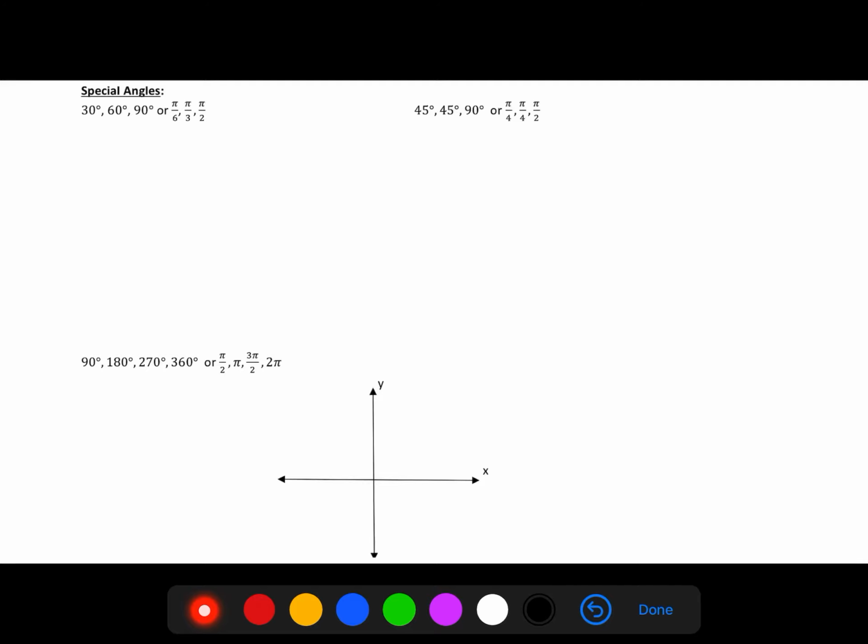Now, taking a look at our special angles. So 30, 60, 90, or pi over 6, pi over 3, pi over 2. Notice those are equal. So 30 is equal to pi over 6, 60 is equal to pi over 3, and 90 is equal to pi over 2.